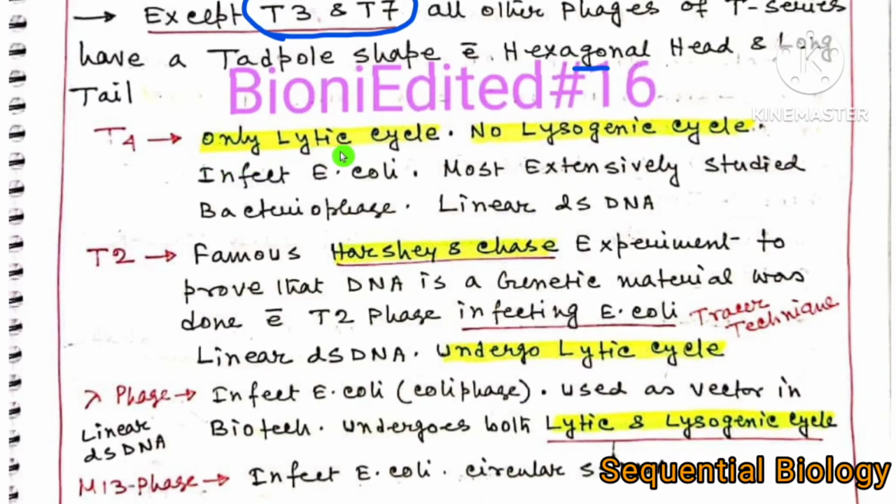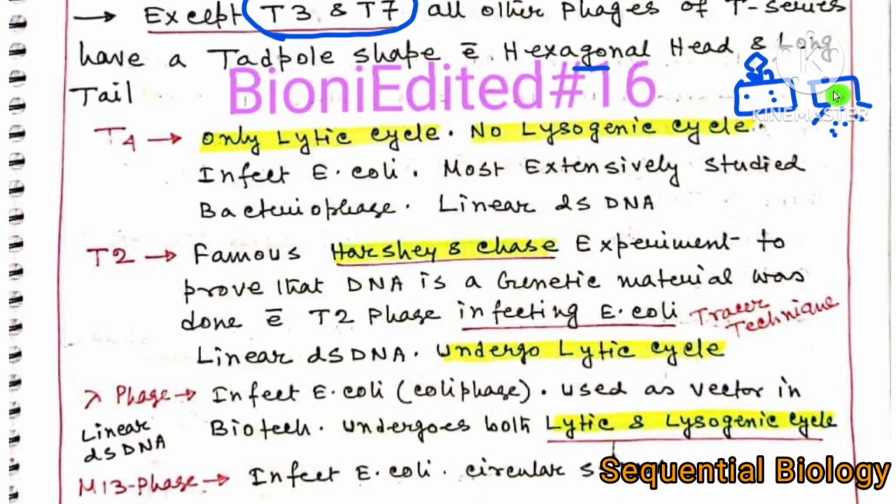T4 phage shows only the lytic cycle. What is this lytic cycle? When any phage infects any bacteria, suppose this is a bacteriophage and it infects this bacteria, the bacteriophage or virus replicates inside its host, kills the host cell, ruptures it, and comes outside by rupturing of this host cell.